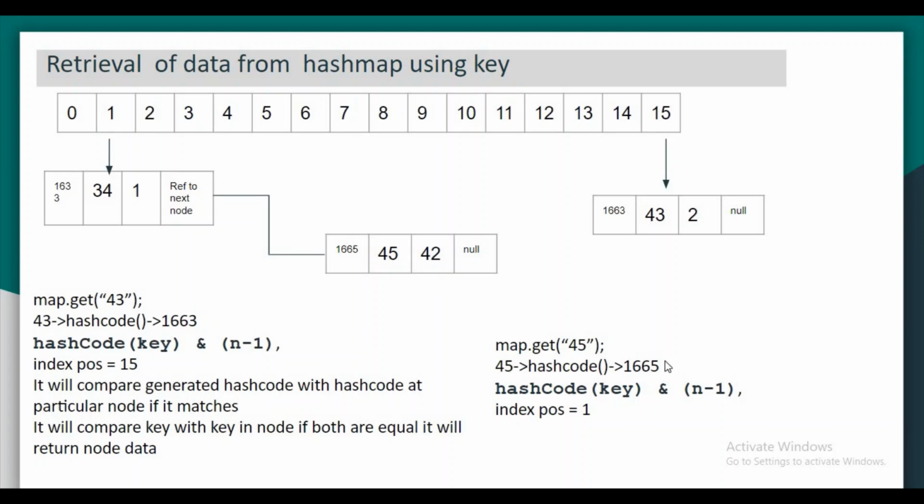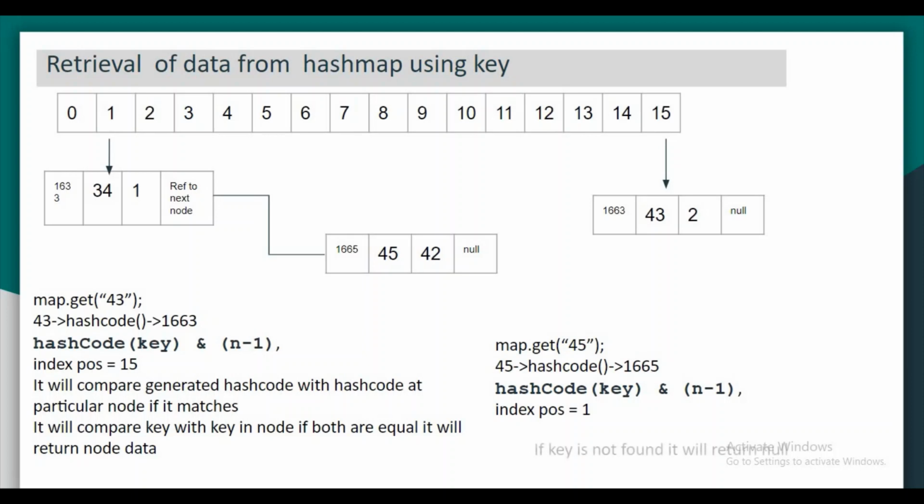Now it will check, guys. Here if you observe, both hash codes are matching. So it will again compare the key with the key in this node. If you observe here, both keys are matching, so it will return the data. Suppose we don't have any node at this position, then it will return null. Okay, I think you guys got it.